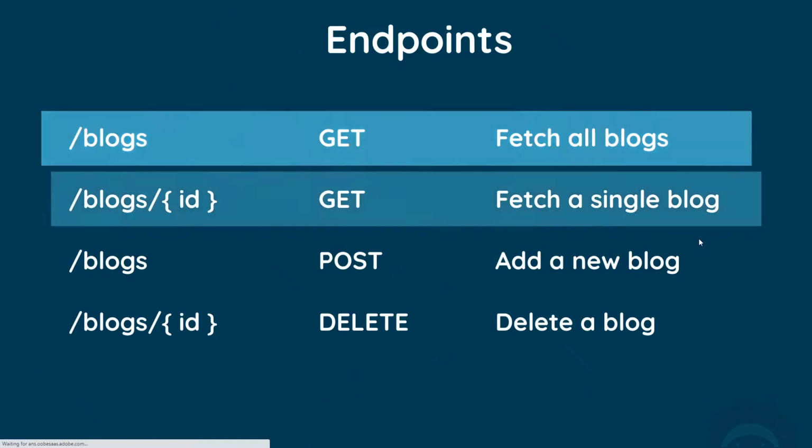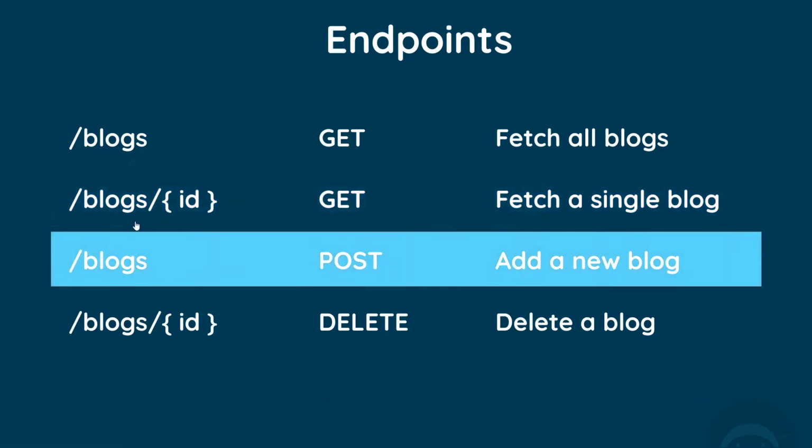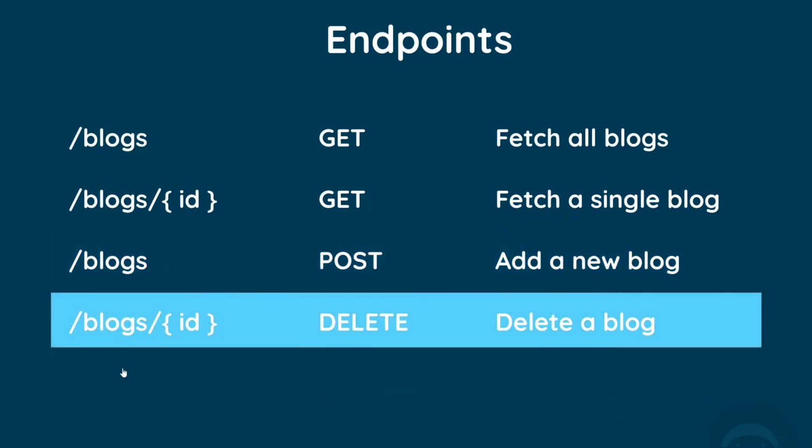We also have an endpoint to get a single blog, and that is /blogs/ the ID of the blog that we want to get. Remember, each blog has an ID property, and then after that we have /blogs for post requests, and that adds a new blog, and then finally /blogs/id to delete a blog as well. So these are all the different endpoints that we're going to be using in this project. So next up, we'll see how to make a fetch request in useEffect to fetch all of the blogs.